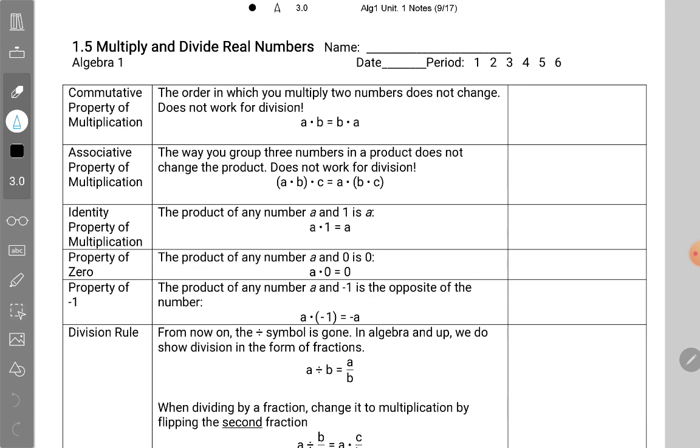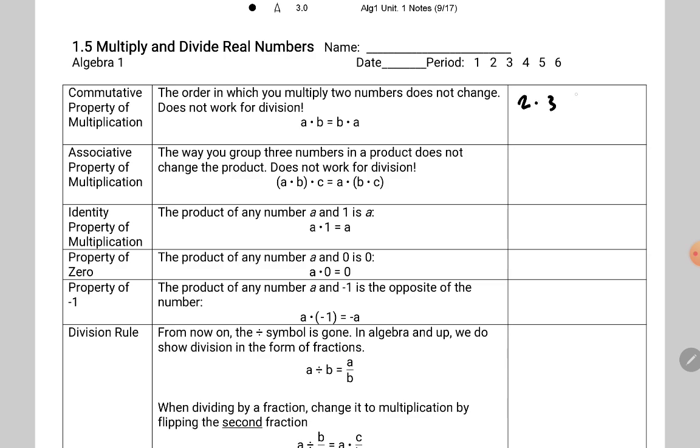So there's the commutative property of multiplication, and basically it doesn't matter how you multiply the two numbers, whether it's left to right or right to left. 2 times 3 is the same thing as 3 times 2. Doesn't matter who starts first. 6 either way.